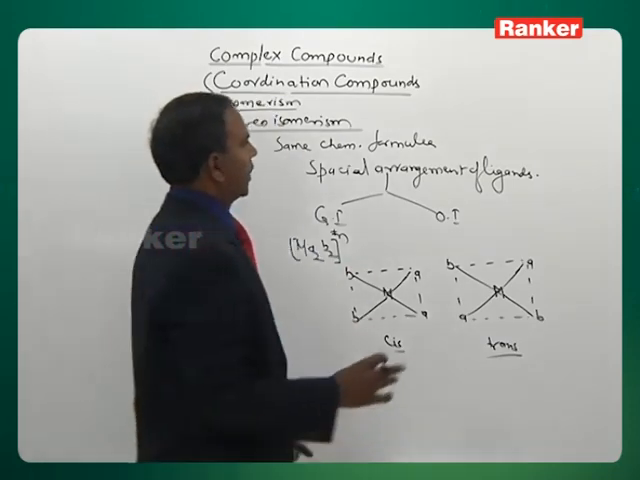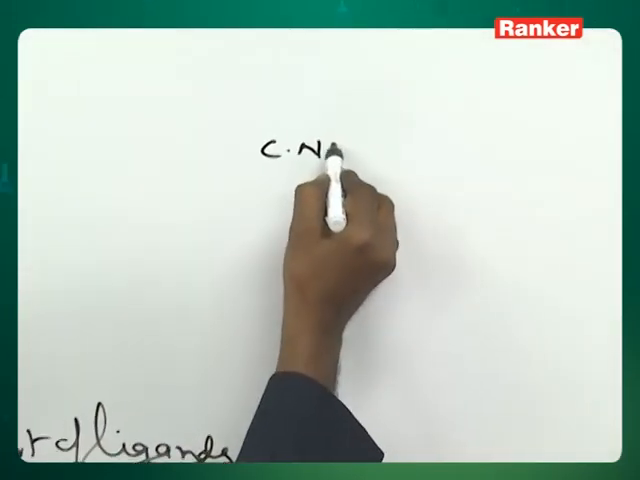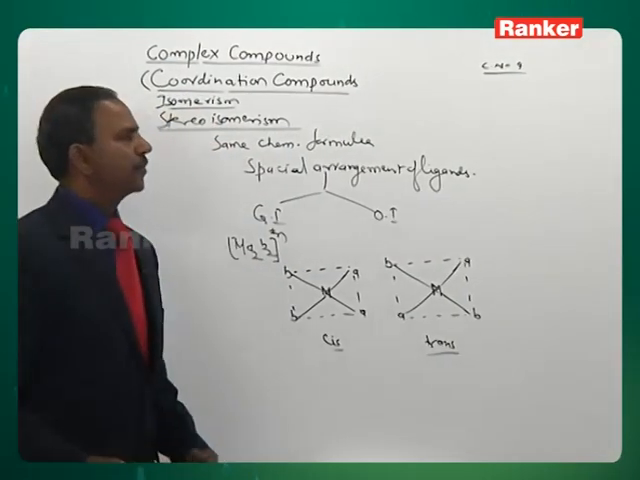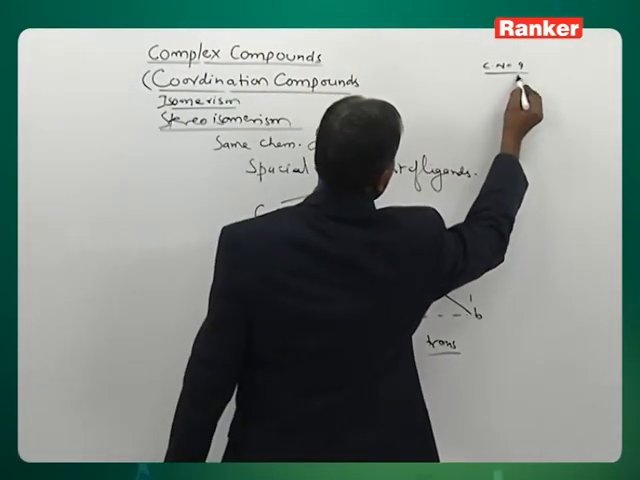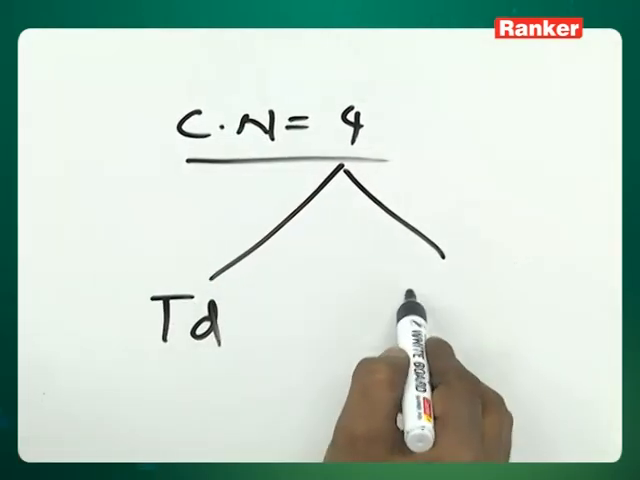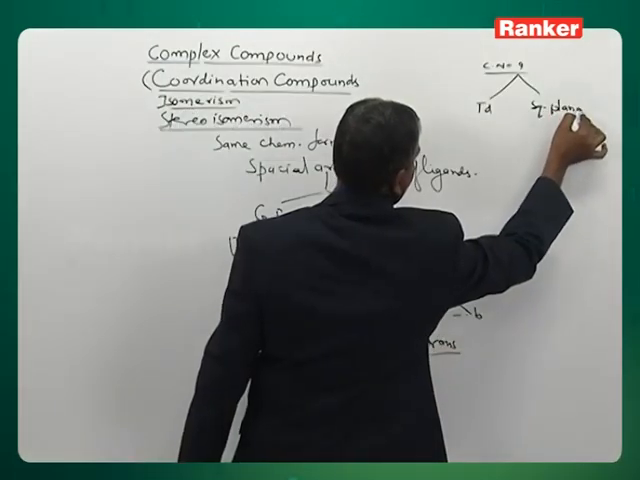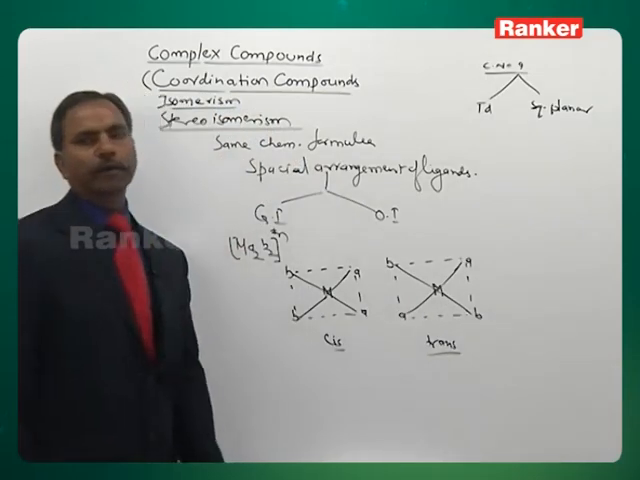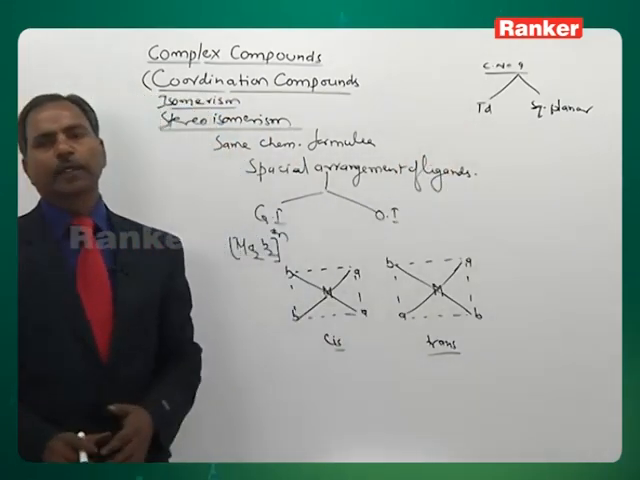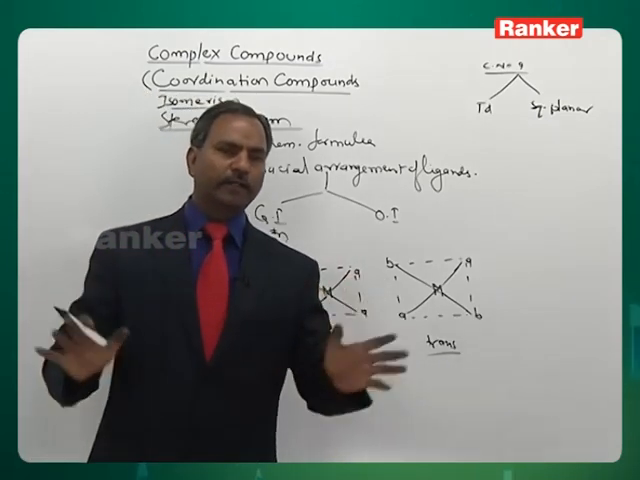Coming to geometrical isomerism again, take coordination number 4. Under coordination number 4, two geometries are possible: one tetrahedral, the second square planar. Under coordination number 4, tetrahedral geometries cannot exhibit geometrical isomerism.